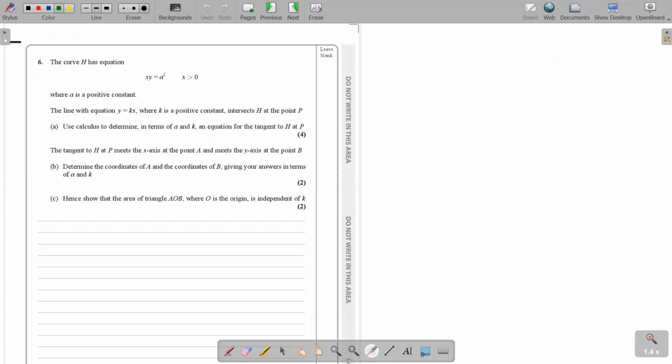So what's the first thing we need to do here? The first thing is to find the intersecting point, right? So shall we get the intersecting point? We have xy equals a square and our line equation is y equals kx. Shall we input our line equation? So xy equals a square.